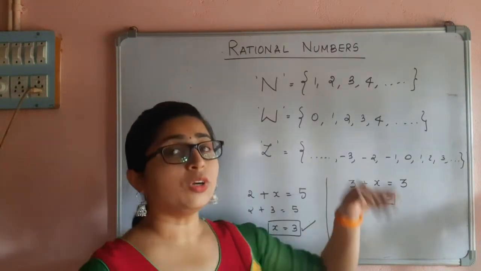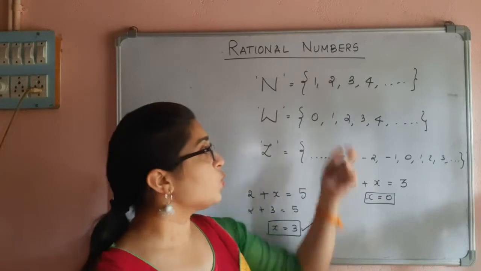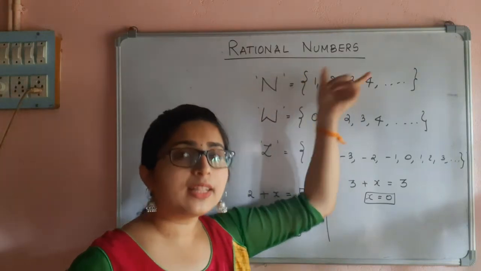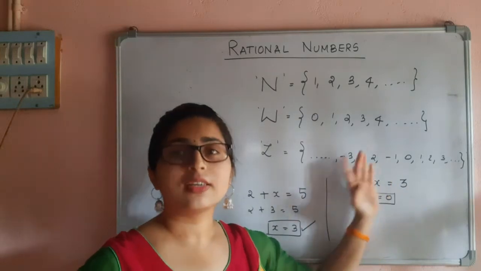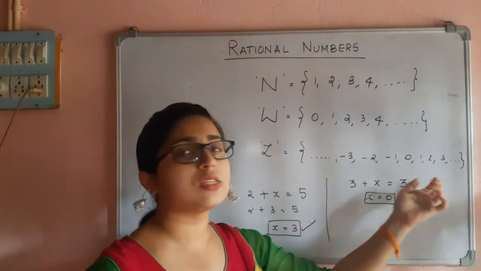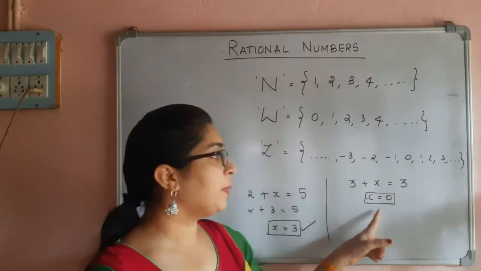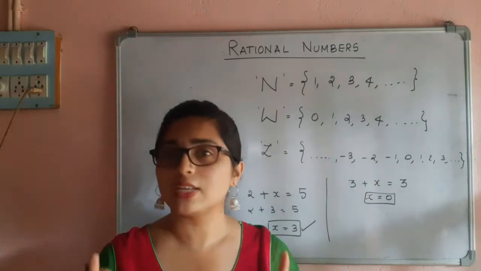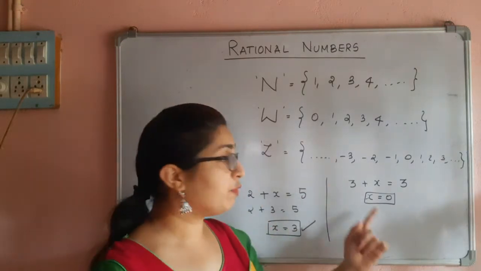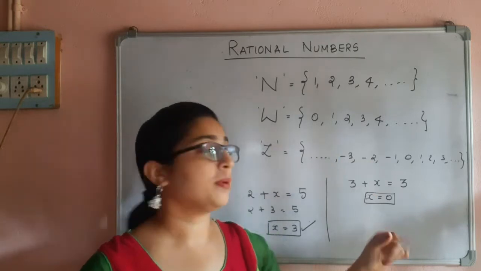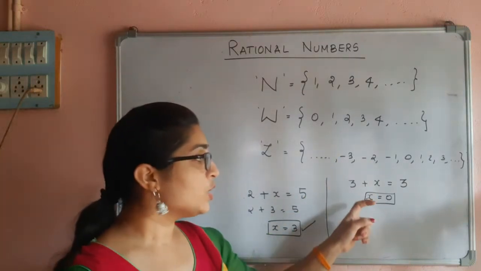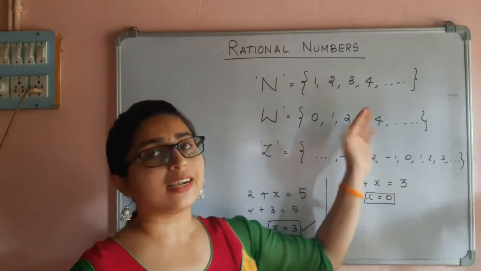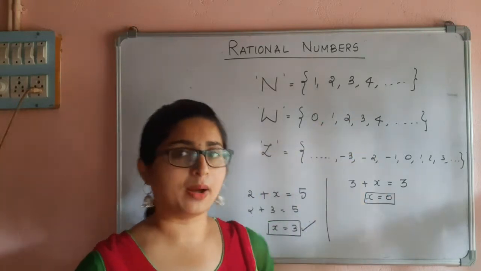So, we go to the set of whole numbers. If you consider only the set of natural numbers, this equation is not satisfied, because 0 is not a natural number. But if I consider the set of whole numbers, then this is the solution of this particular equation. So x is equal to 0 comes under the set of whole numbers.